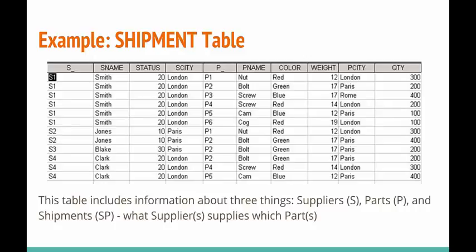Here's an example of a table which is poorly designed. This is a shipment table tying together three things: information about suppliers, information about parts, and information about shipments. In other words, what suppliers supply which parts. This is kind of a classic example that we often see in relational database literature. But the idea here is that we have one table which is very poorly designed. What we're going to talk about as we go through this process is how we can make this table more appropriately designed.